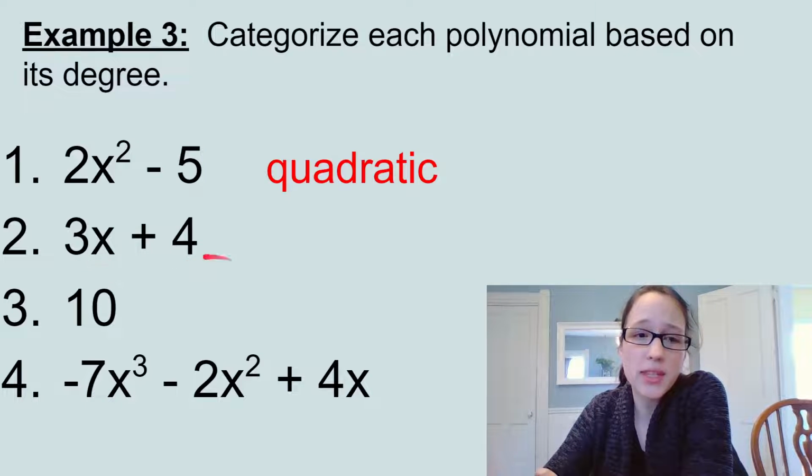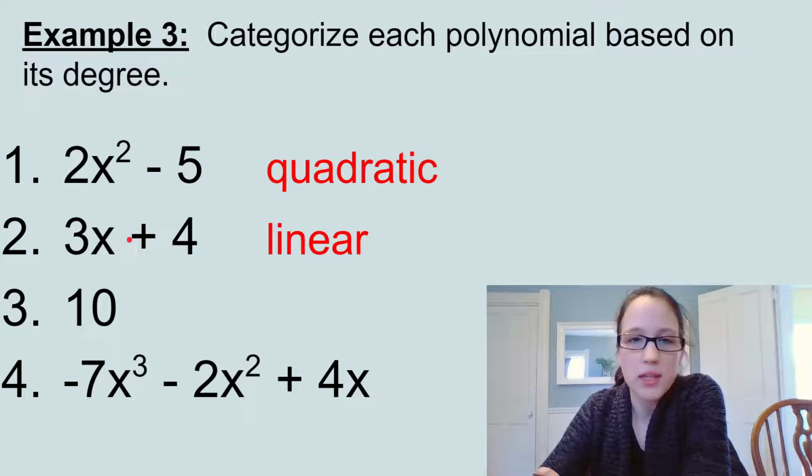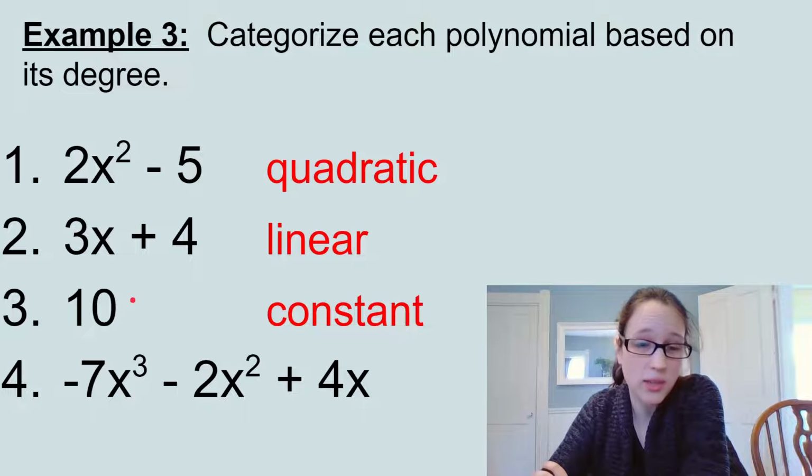This one, I don't see an exponent, so what exponent is really on this x? It's a 1, so that means it's a linear polynomial. This one, I don't even see a variable, so that means there must be one of those x's with a 0 on it. So this is a constant. If it's just a number, it's a constant.